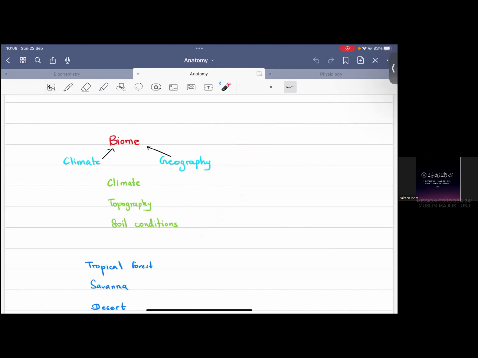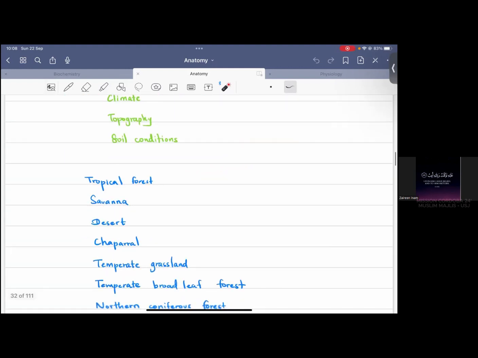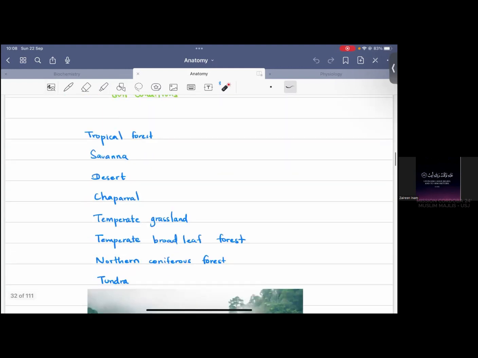What we study here are the terrestrial biomes. So what are the terrestrial biomes? These are the terrestrial biomes we are going to study here. But you have to remember, these are not the only biomes in the world. There are more than these biomes. Here you have 8 biomes. There are many biomes, but they have only given you these 8 biomes.